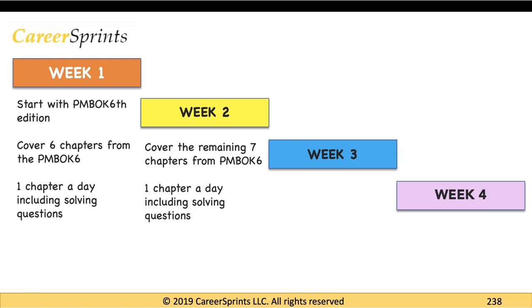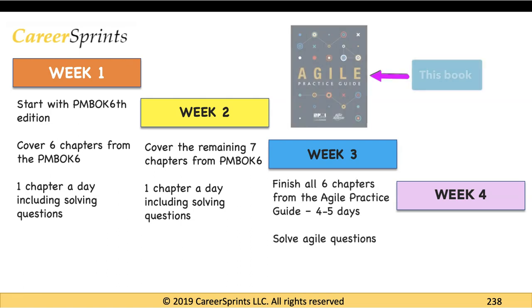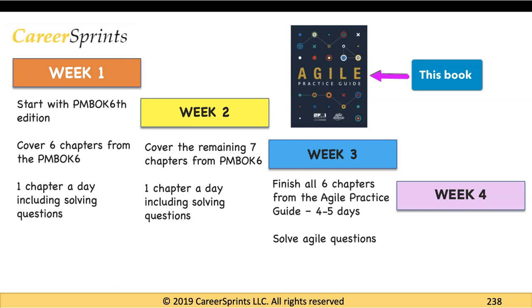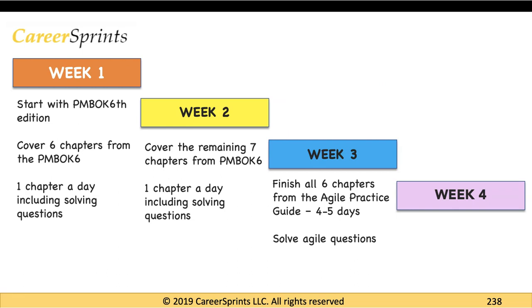And this basically brings us to the end of everything that you're going to look at from the PMBOK 6th edition. Now, when you're in week 3, we are going to move on to the Agile Practice Guide, which is another major book that you must refer for the PMP Certification Exam. The Agile Practice Guide, luckily, is a much shorter book than the PMBOK 6th edition, and you can wrap this up much faster. I've allotted 1 week of preparation from the Agile Practice Guide.